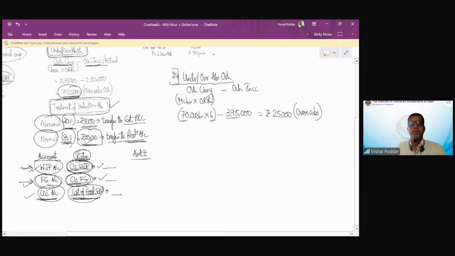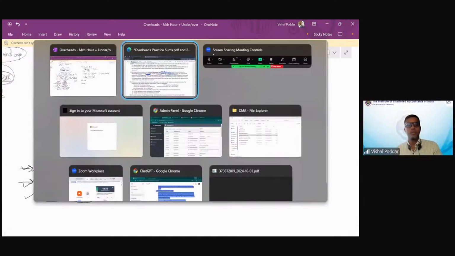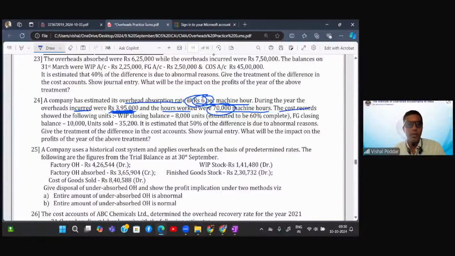Now, after this, my second part is the treatment of this over absorbed overheads. Now, what is the treatment? I'll find out the abnormal part in this, and I'll find out the normal part in this. Let us read the question further. The cost record showed the following. WIP balance is 8,000 units, which is 60% complete. Finished goods balance is 10,000 and units sold is 32,000. So this is the data given which will be required for apportioning the normal portion.